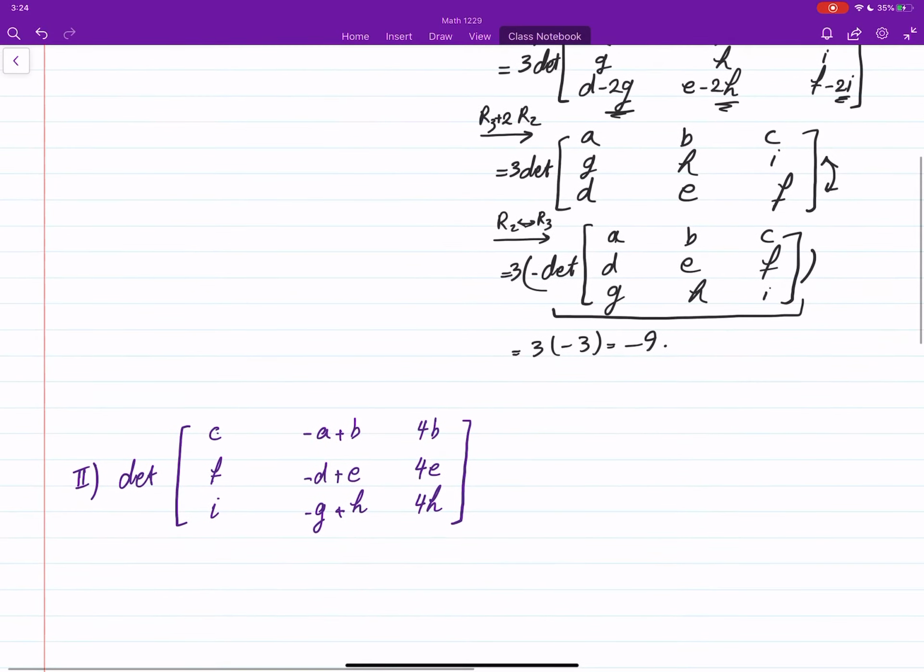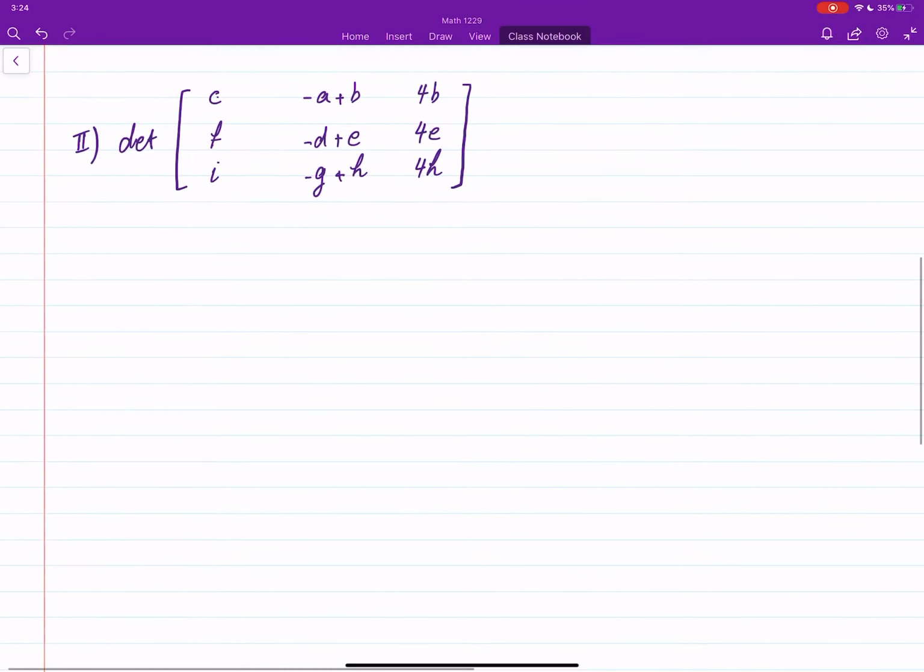Okay. As we talked before, this works for the elementary column operations also, and in this part we will specifically need to apply the elementary column operations. Well, to start with, you see there is a multiple of 4 here, so we multiply column 3 by 1 over 4. This will bring us 1 over 1 over 4, which is 4, determinant of B, E, H.